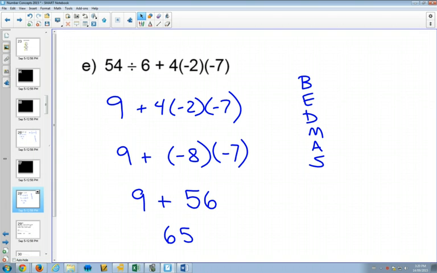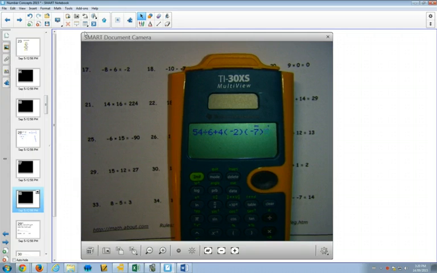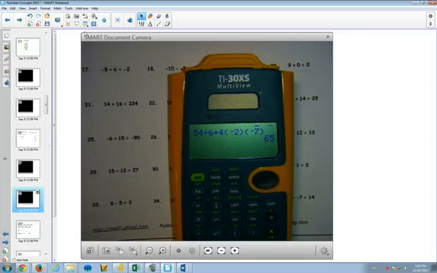So again, I type it in exactly the same way as it appeared. And push enter. And it is 65 here as well.